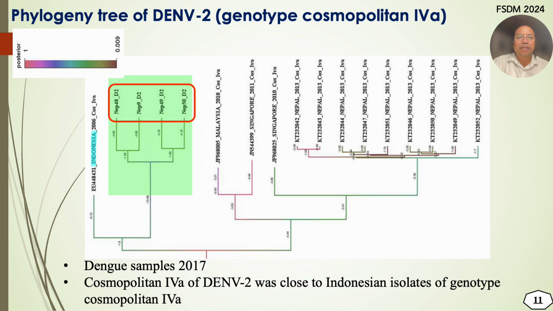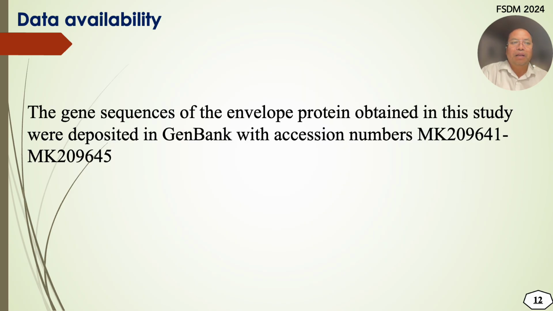Phylogenetic tree of dengue 2 genotype cosmopolitan IVA. For the dengue sample 2017, cosmopolitan IV of dengue 2 was close to the Indonesian dengue. Data availability. The gene sequence of the envelope protein obtained in this study was deposited in the GenBank with the accession number given here.